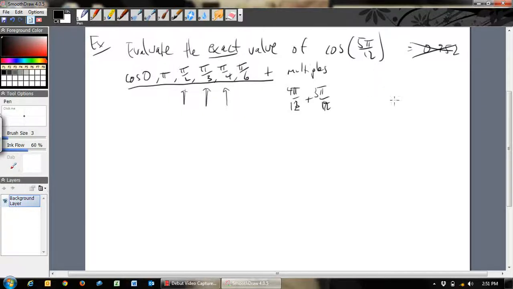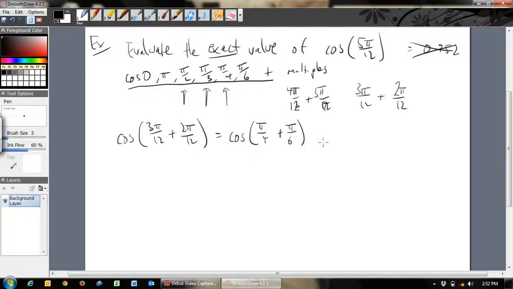What else could we do? Could we use pi on 6? Oh yes, pi on 6 is 2 pi on 12, and we want 5 pi on 12, so we want 3 pi on 12 added to that. And 3 pi on 12 is pi on 4. So we want to find cos of 3 pi on 12 plus 2 pi on 12 to give us cos 5 pi on 12. What is this equal to? It's cos of pi on 4 plus pi on 6. Beauty. Okay, let's do it.